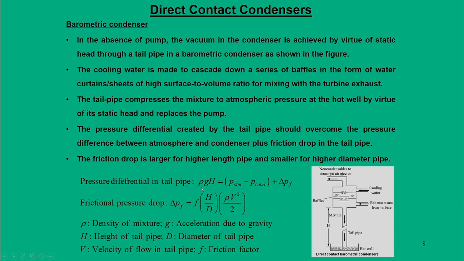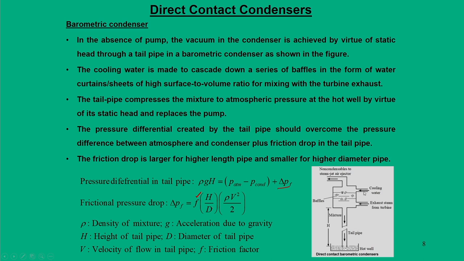And this pressure differential, that is rho g h, is nothing but atmospheric pressure minus condenser pressure difference, plus it has to also take care of the frictional pressure drop in this pipe. And that frictional pressure drop is related to the friction factor, height and diameter of the pipe, and the velocity of the flow in the pipe. So, all these things we know, so that we can calculate the pressure differential, and based on this the height can be designed. And this is one part.